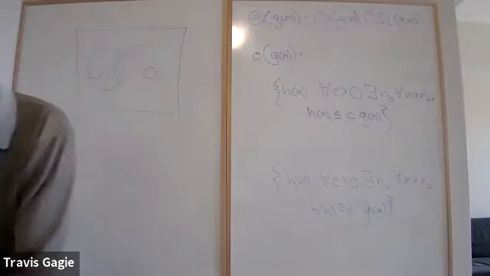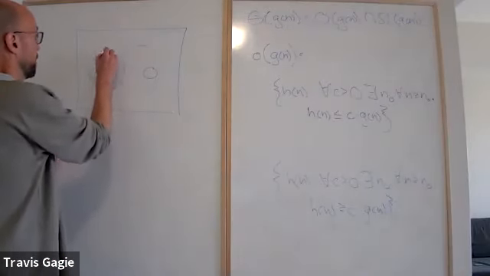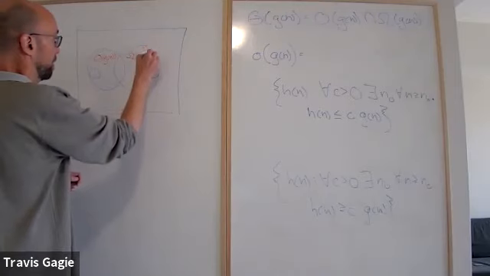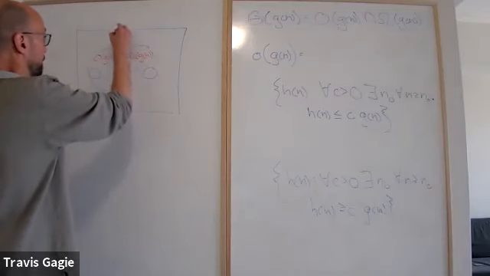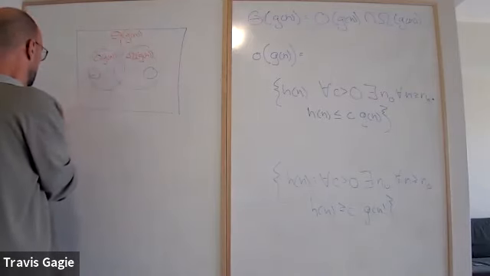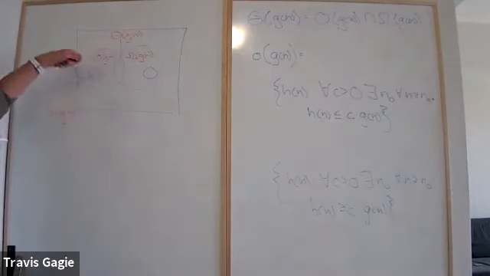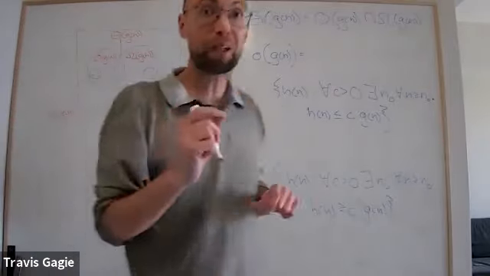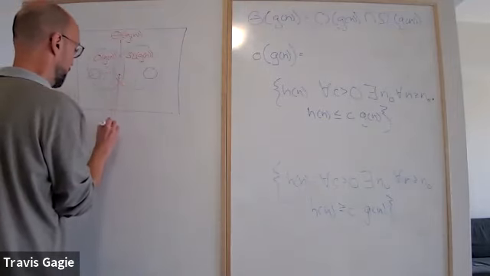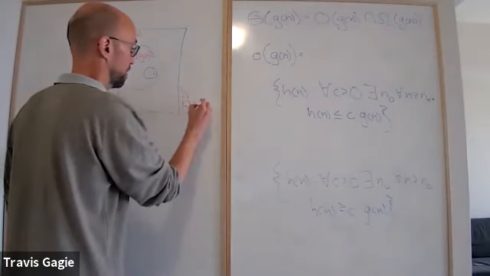So, this is big O of g of n. This is big omega of g of n. In the middle is theta of g of n. This is little o of g of n. Notice it's a proper subset of big O of g of n. It's proper because it doesn't include this point here, which is g of n. And then this is little omega of g of n.